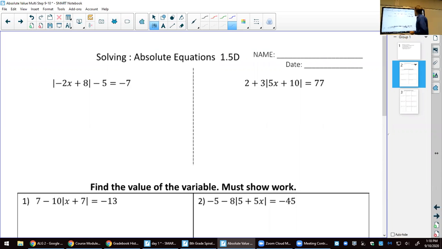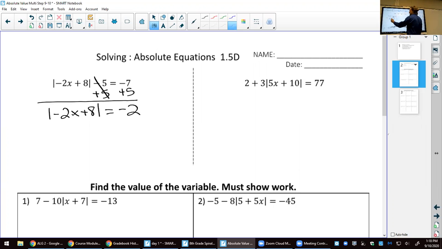So actually this first one doesn't add anything new. This is just like yesterday's. So we want to get the absolute value by itself. So we want to get rid of this minus 5, so we give plus 5 to both sides. That's going to leave us with the absolute value of negative 2x plus 8. This cancels out. Negative 7 plus 5 is negative 2.